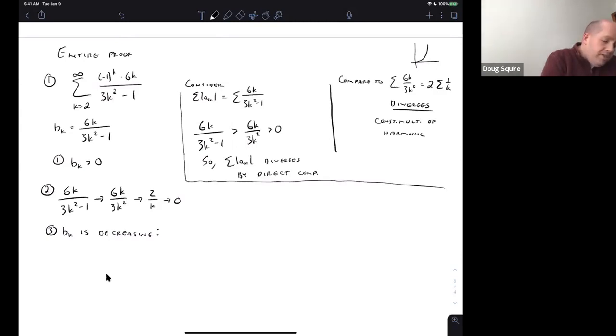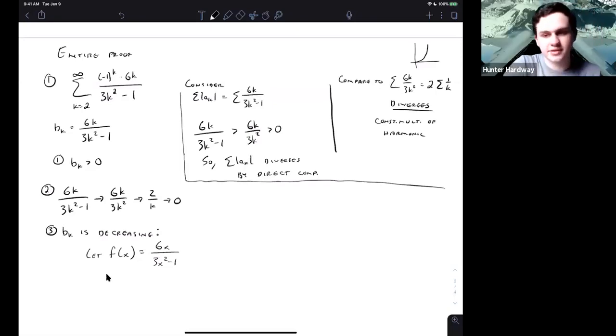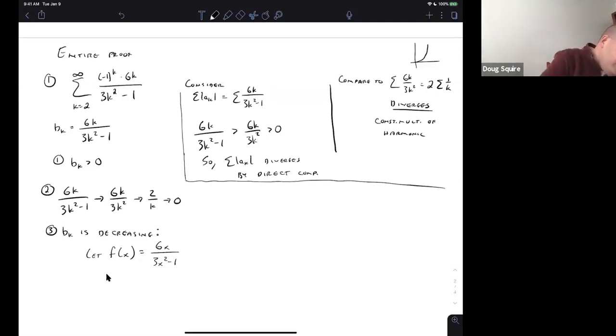One way to do it is to convert it to like f of x. So we would say like let f of x equal 6x over 3x squared minus 1. And then how can I use that to prove that the sequence is decreasing? What should I do with that? Take the derivative and see if it's negative. Yeah, so take the derivative and prove that it's negative. So we do f prime. So that's the quotient rule. So you do the derivative of the top times the bottom minus the top times the derivative of the bottom all over the bottom squared.